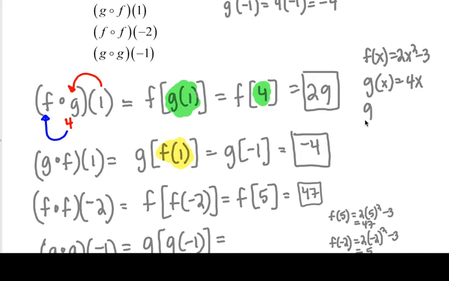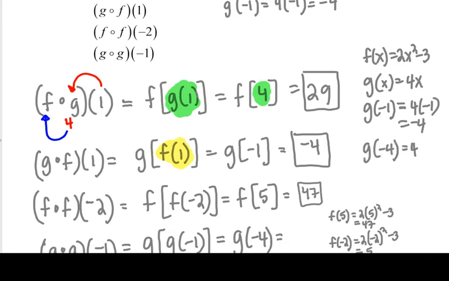So I'm going to find g of negative 1. When I put a negative 1 in, I get 4 times negative 1, which is negative 4. So this is going to be g of negative 4. G of negative 4 is equal to 4 times negative 4, which is negative 16. G of negative 1 is negative 16. And that's how you find the numerical value of a composition of two functions. We're going to work with variables next.